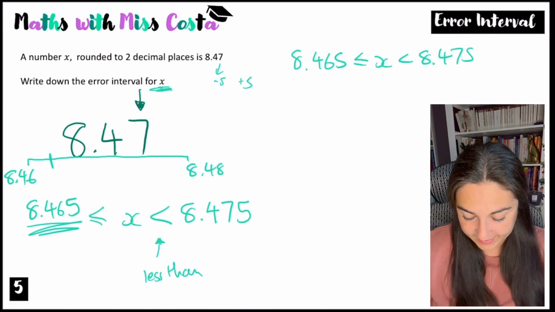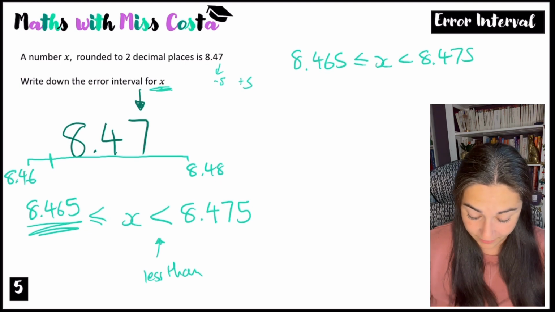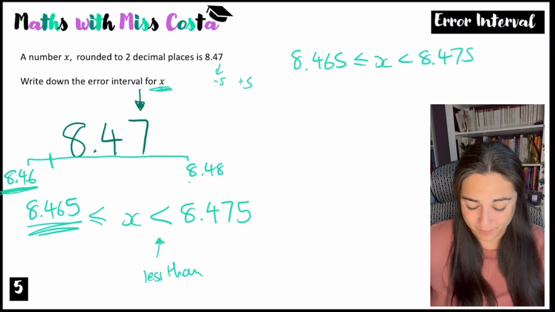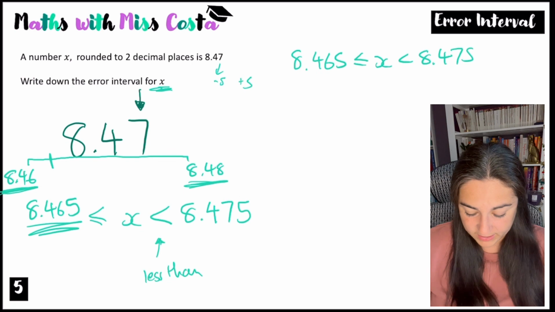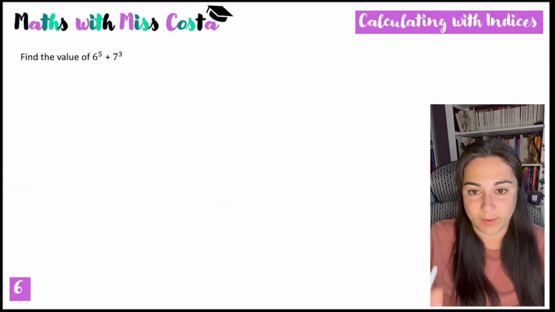Generally, the trick is, whatever your number is, you take away 0.005 and you add 0.005. But the best way is to just write to 2 decimal places what are the numbers surrounding 8.47 and then find the halfway point between those.